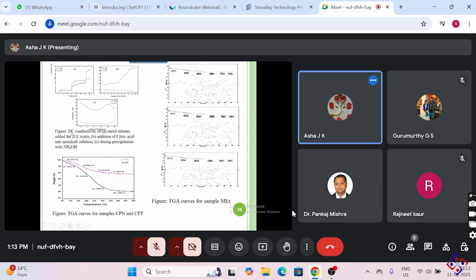And here, this explains the DC conductivity of metal nitrates added to DI water. The second one is the addition of citric acid into the metal salt solution. And the third one is during the precipitation with NH4OH. Here, these curves are for samples CPN and CPT, and this is the curve for sample ME.